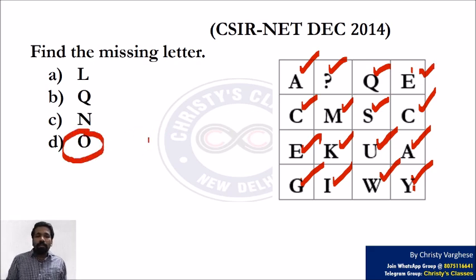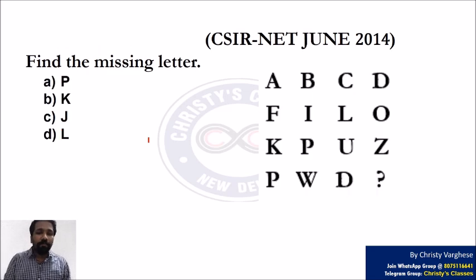If that is clear, let's go to another question of the same type. June 2014, this was a question asked from letter sequence. All of you try it. I will explain. This is a little tougher than the previous question, tougher in the sense of time consuming, but this is also simple. Row wise or column wise you can go, but I am trying row wise.